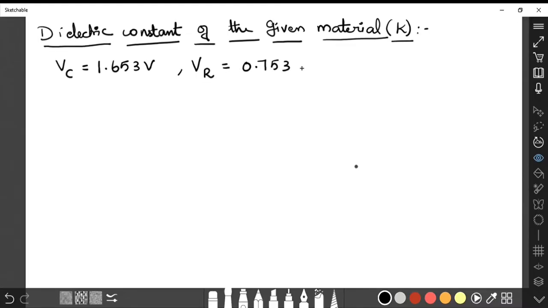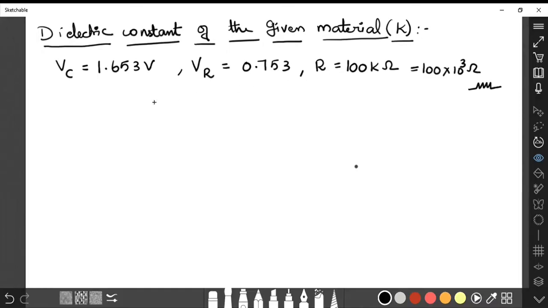And then we have to note down the R value from that experiment. We used a resistance in the circuit, and that resistance value is 100 kilo ohm. Here kilo is 1000, so we can write it as 100 into 10 cube ohm. These are the values we have to note down to calculate the dielectric constant: VC, VR, and then R.